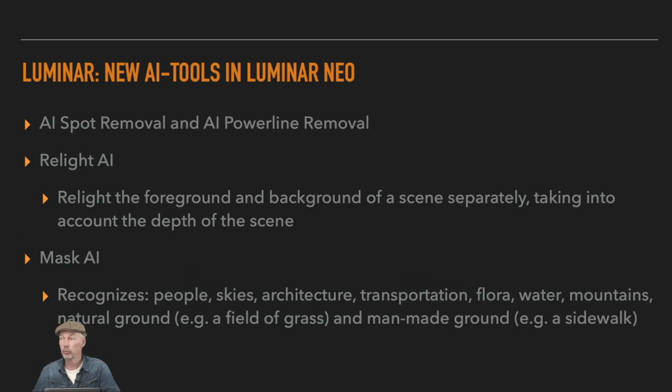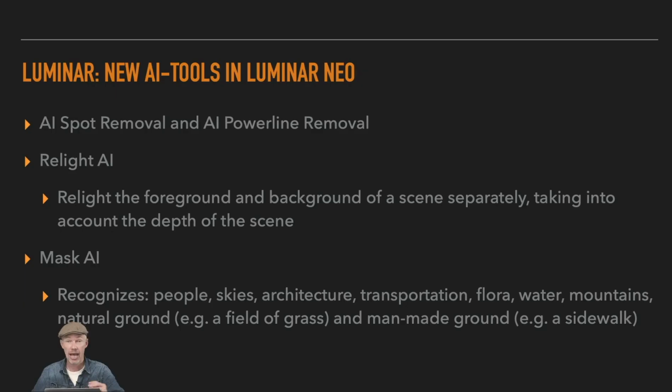Then the new tools that are in Luminar Neo, because so far most of what I said also applies to AI, but we have the AI spot removal and AI power line removal tool, and we have Relight AI, which is another really cool one, because that allows you to separately relight your subject and the background in an image. So if you're like me, I use a lot of flash, but even with my flash sometimes at its most powerful setting, I sometimes have the problem that my background is still too bright and my subject is still too dark.